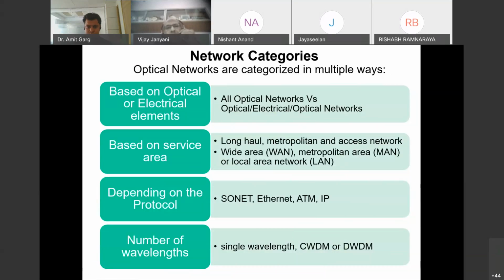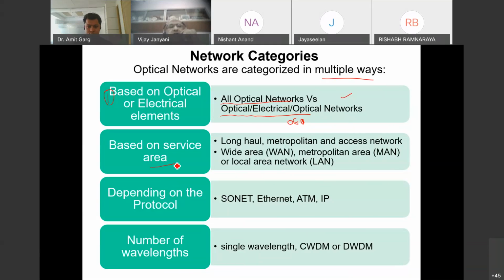Now, you can divide or classify these networks into various categories. And there are multiple ways of categorizing them. The first method may be based on electrical or optical, which I just mentioned. You can have an all optical network or an OEO network, optical, electrical, optical network. So this is one possible classification.